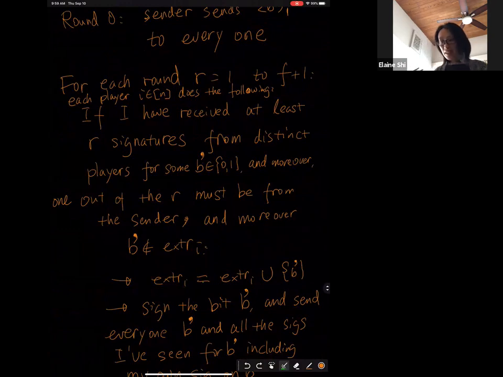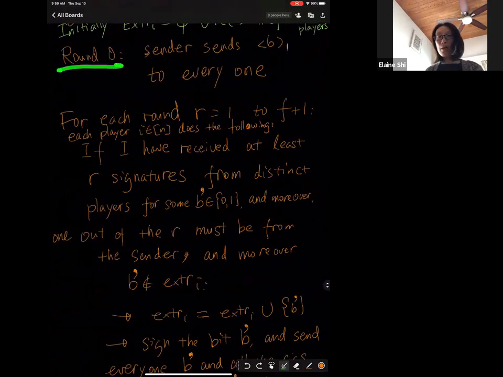So yes, because I'm naming the first round round 0, it's a little confusing. So maybe I should just say round 0 and round 1. So in round 0, the sender sends its bit, and everyone adds it to the extracted set in round 1. And because the sender is honest, it will never sign the other bit. So at the end of the protocol, no one will have the other bit in their extracted set. In this case, we can see that the protocol works very well, and everyone outputs the sender's input bit B at the end of the protocol.